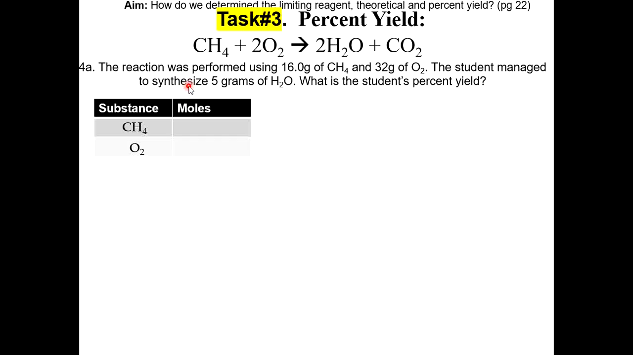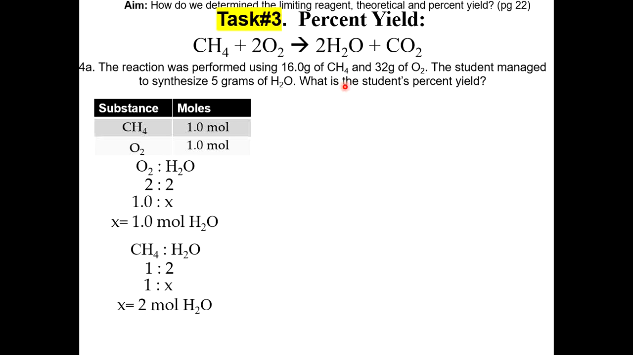To figure out the limiting reagent, we must first figure out the moles of CH4 and O2. They are 1 each. Next, you set up a mole ratio with each reactant with the product. It does not matter which product you use, you will get the same answer. So I'm going to set up the mole ratio with water. As you can see, O2 produces the least amount of water. Therefore, O2 is the limiting reagent, and 1 mole H2O is the theoretical yield.